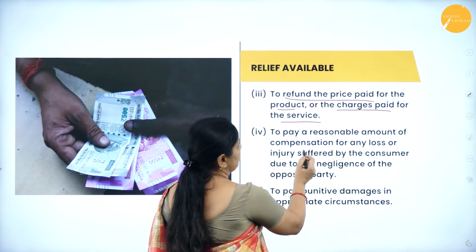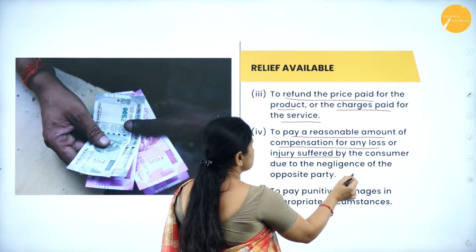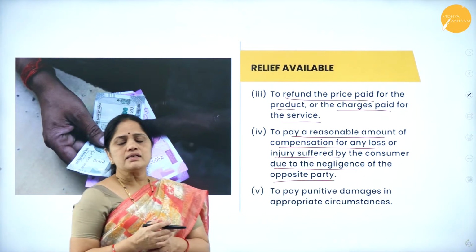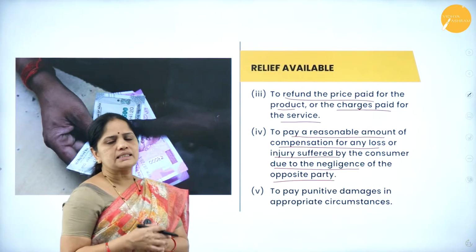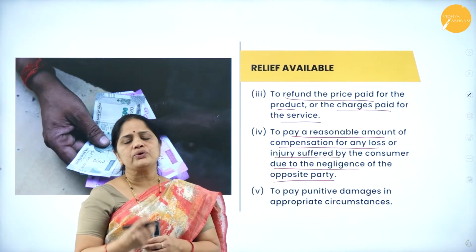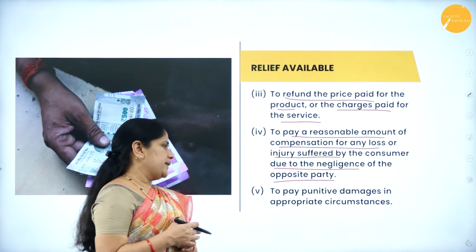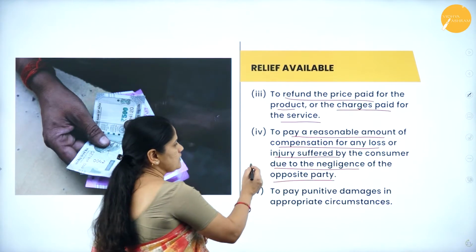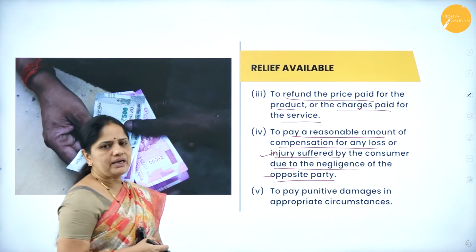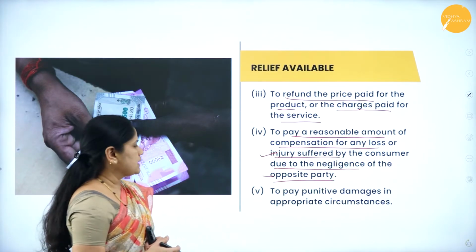Then the next kind of relief is to pay a reasonable amount of compensation for any loss or injury suffered by the consumer due to the negligence of the opposite party. Suppose the consumer has suffered certain injuries because of hazardous products, then the court may order compensation for those injuries or for damage to the health of that particular person. So he has to be properly compensated by the business organization.